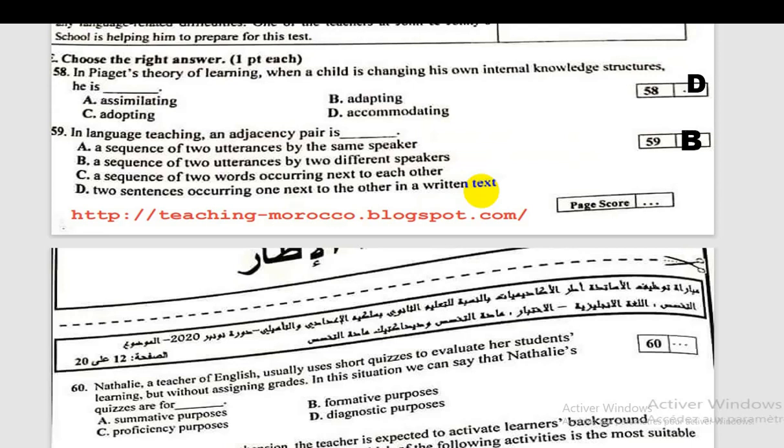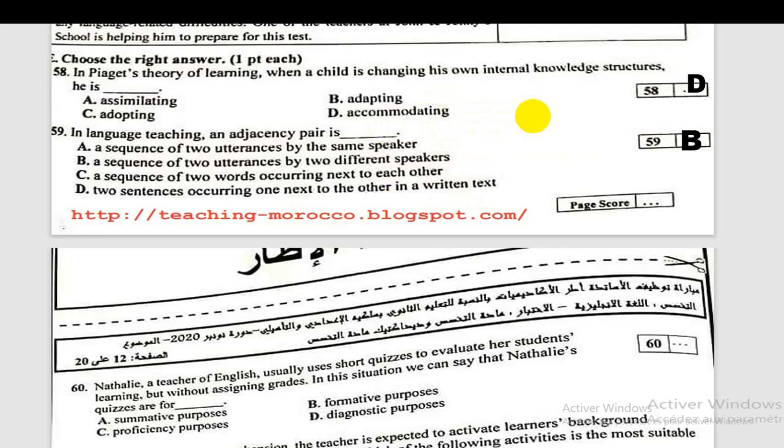What do adjacency pairs mean for us? It is an example of conversational turn taking. So the right answer is B. A sequence of two utterances by two different speakers, meaning two people involved in a dialogue.